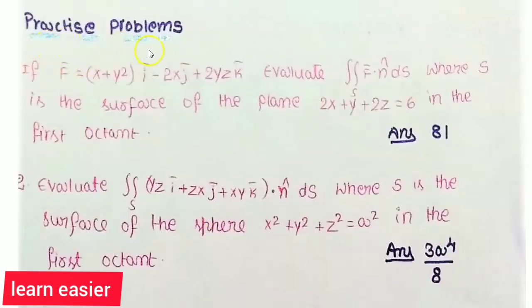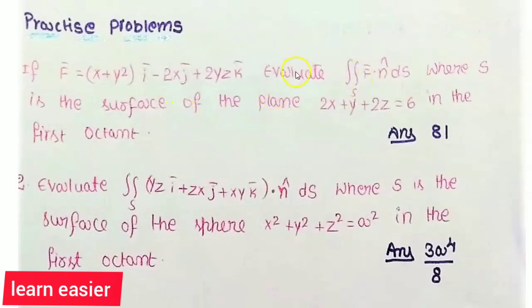Here are the practice problems. Practice these problems and test yourself. And here is the first problem. If f bar equals x plus y square into i bar minus 2x into j bar plus 2yz into k bar, then evaluate the surface integral of f bar dot n cap ds, where s is the surface of the plane 2x plus y plus 2z equal to 6 in the first octant.